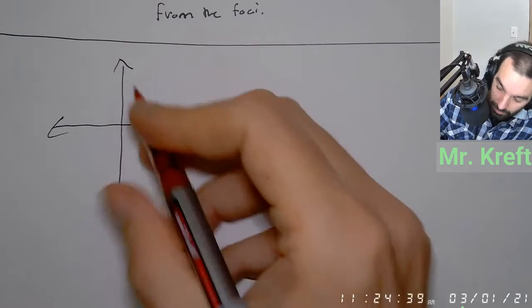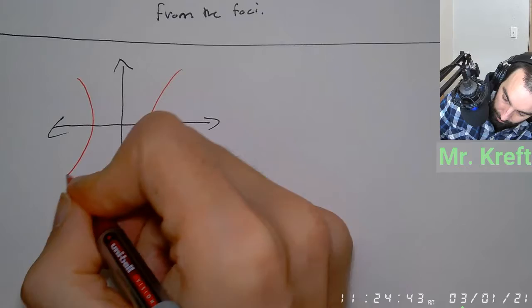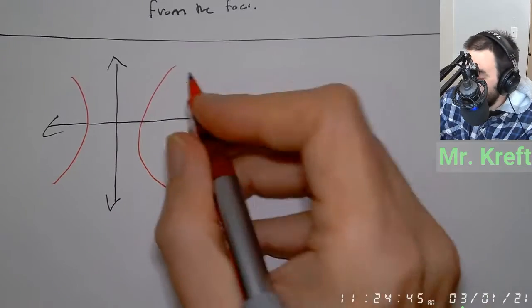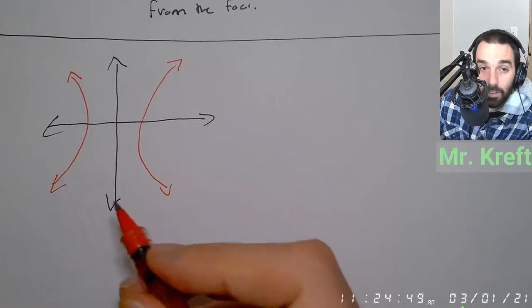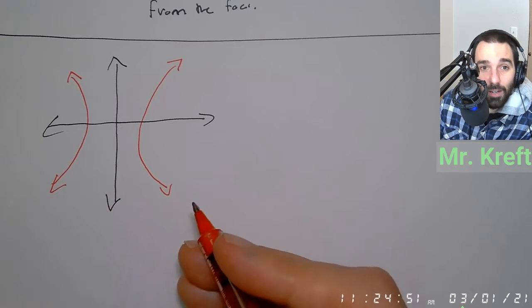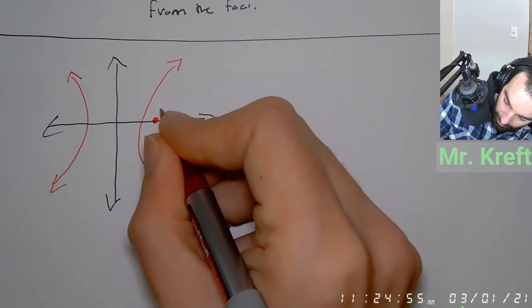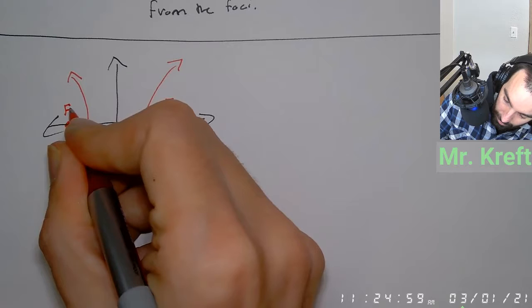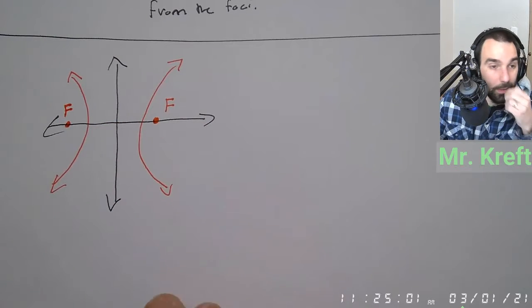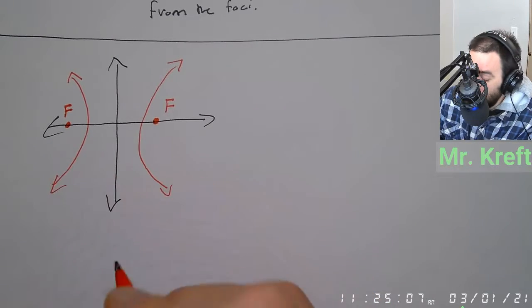So for example, I might have a hyperbola like this. Now remember, you can think of this as an inverted ellipse. Because it's inverted, the foci, which were inside the ellipse, are now going to be on the outside. You can think of it as two parabolas, because the foci are going to be out here.